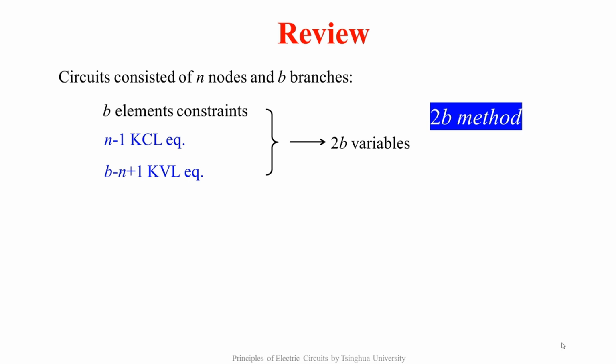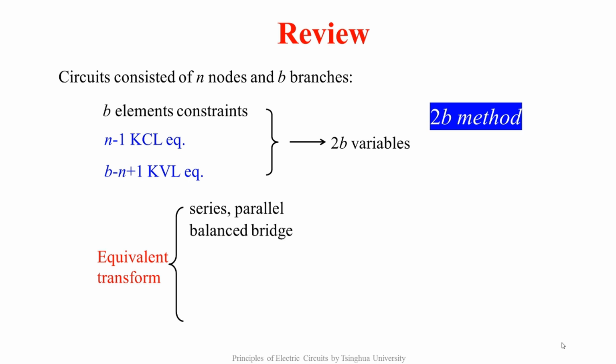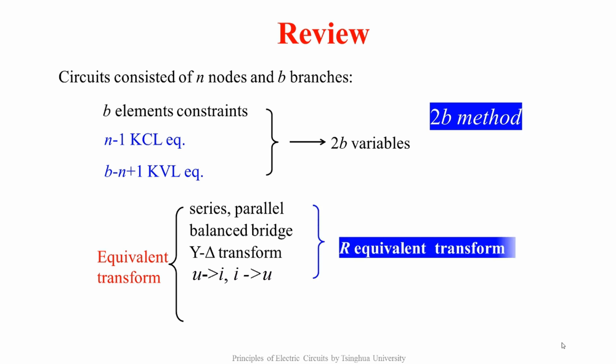In theory, we can solve all circuits with the 2b method, but in fact we hardly use it to solve real circuits or problems, because the number of equations used in this method is too many and very cumbersome for solving. So we introduce many kinds of equivalent transform methods which can simplify a complex circuit. For example, we have introduced the series-parallel connection, the balanced bridge, the delta transform, and for circuits containing dependent sources, we can find the equivalent resistance by using the U to I method or the I to U method. They are all equivalent transforms of resistors.